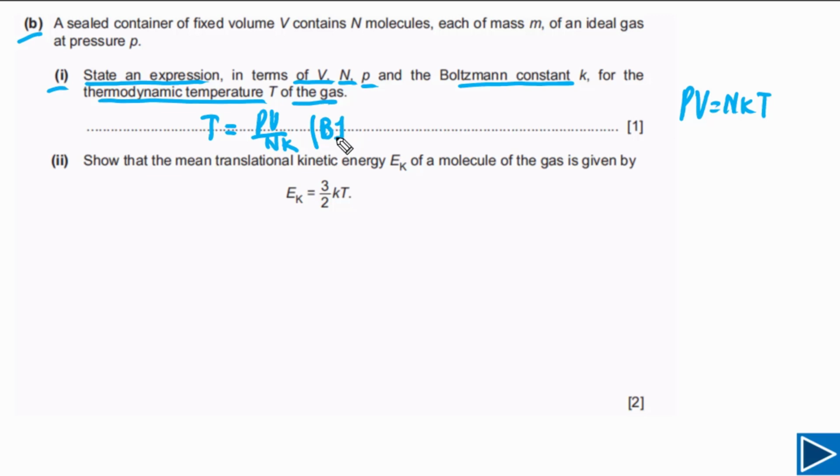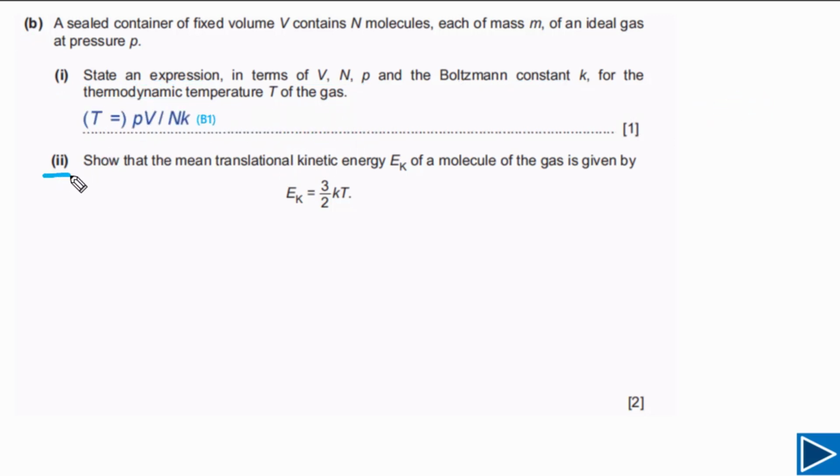So if you have written this one, you will get 1 mark, and this is B mark, means it has to be in your answer, means your answer has to be in this form. For the second part, we need to show that kinetic energy of a molecule is given by this expression.